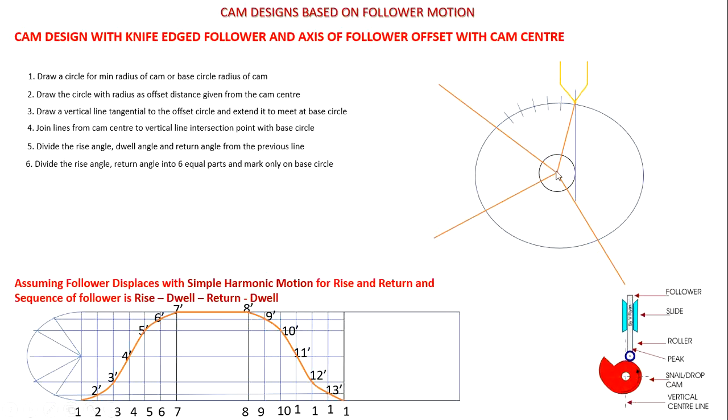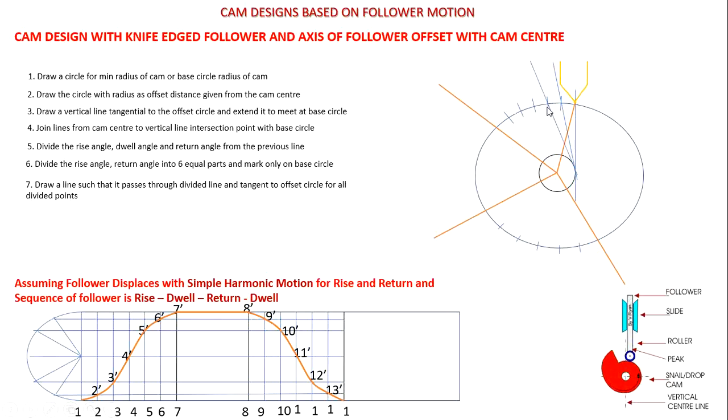Now instead of joining the line fully from here, you can just mark on the base circle as it is. So you can divide and mark only on the base circle like this. Divide the rise angle into 6 equal parts and the return angle into 6 equal parts like this. And now the next important step is we have to draw a line in such a way that it passes through this intersected point as well as is tangent to this offset circle like this. So now this is the first line.